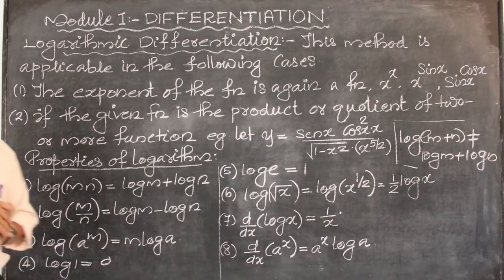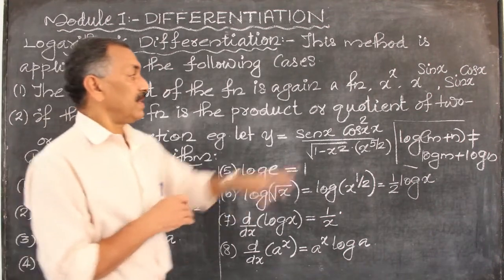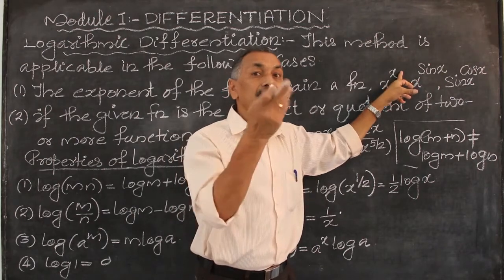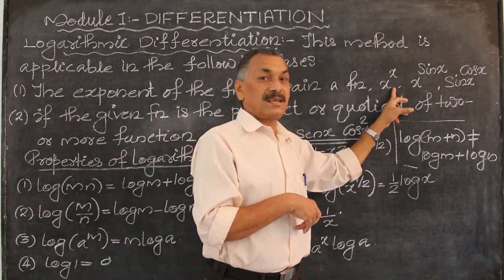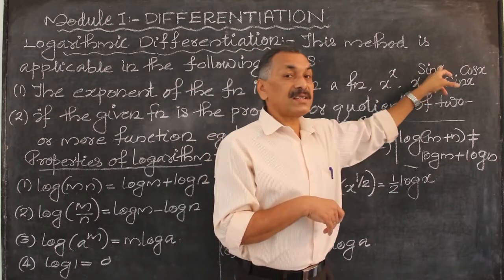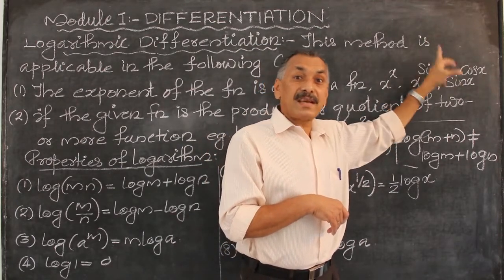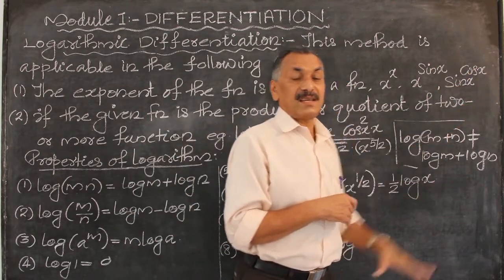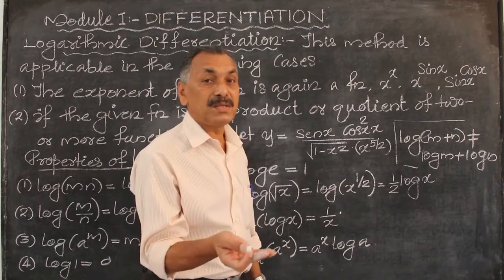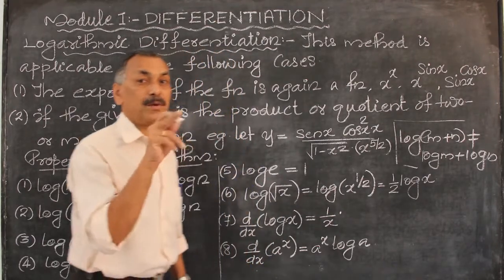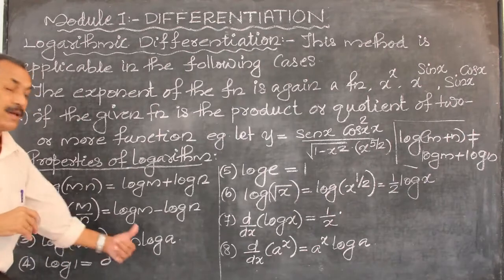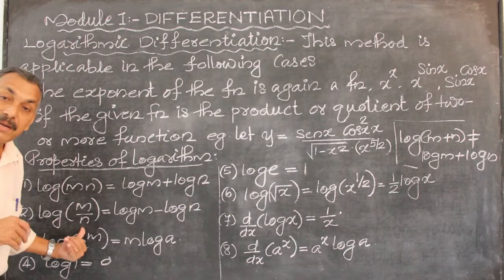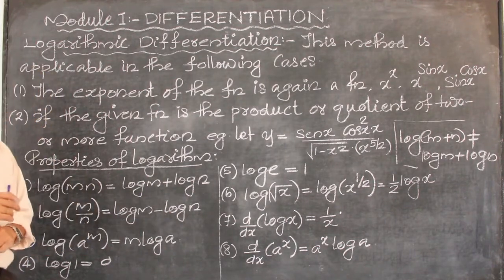Now for example, log of x raised to sin x ആണ് ചെയ്യുക. Log of a raised to m is equal to m into log a. നമ്മൾ sin x into log x ആണ്. ഇത് cos x into log sin x ആണ്. Log a raised to m is equal to m into log a, a very important property. Log m into n is log m plus log n, log m by n is log m minus log n.